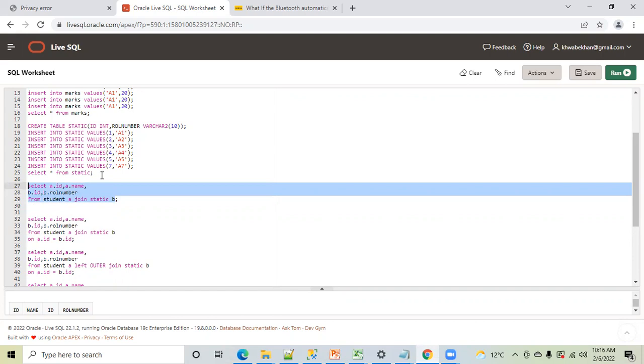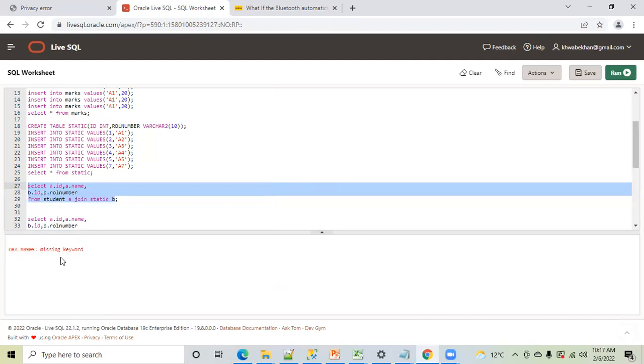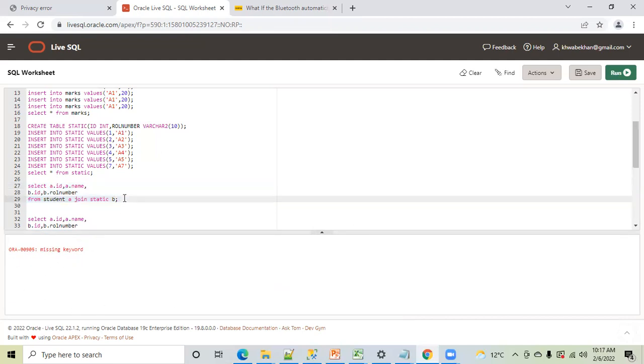You are not mentioning any joining condition from student and static table. I think syntax error. What about others? Shivanshu, Akshay, Imran, what do you think? Will this throw an error? Wait, let me think, let me analyze. I'm running this. Missing keyword. Yes, this is showing missing keyword.